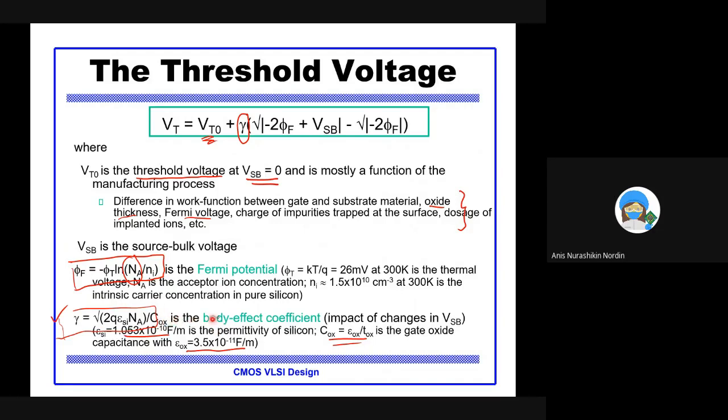Okay, what else? Then you have phi. Phi is the Fermi potential. Fermi potential is a function of T, temperature. It's a function of NA, and NA again, the concentration, and ni is the concentration of the intrinsic carrier. What is the difference between intrinsic and doped?